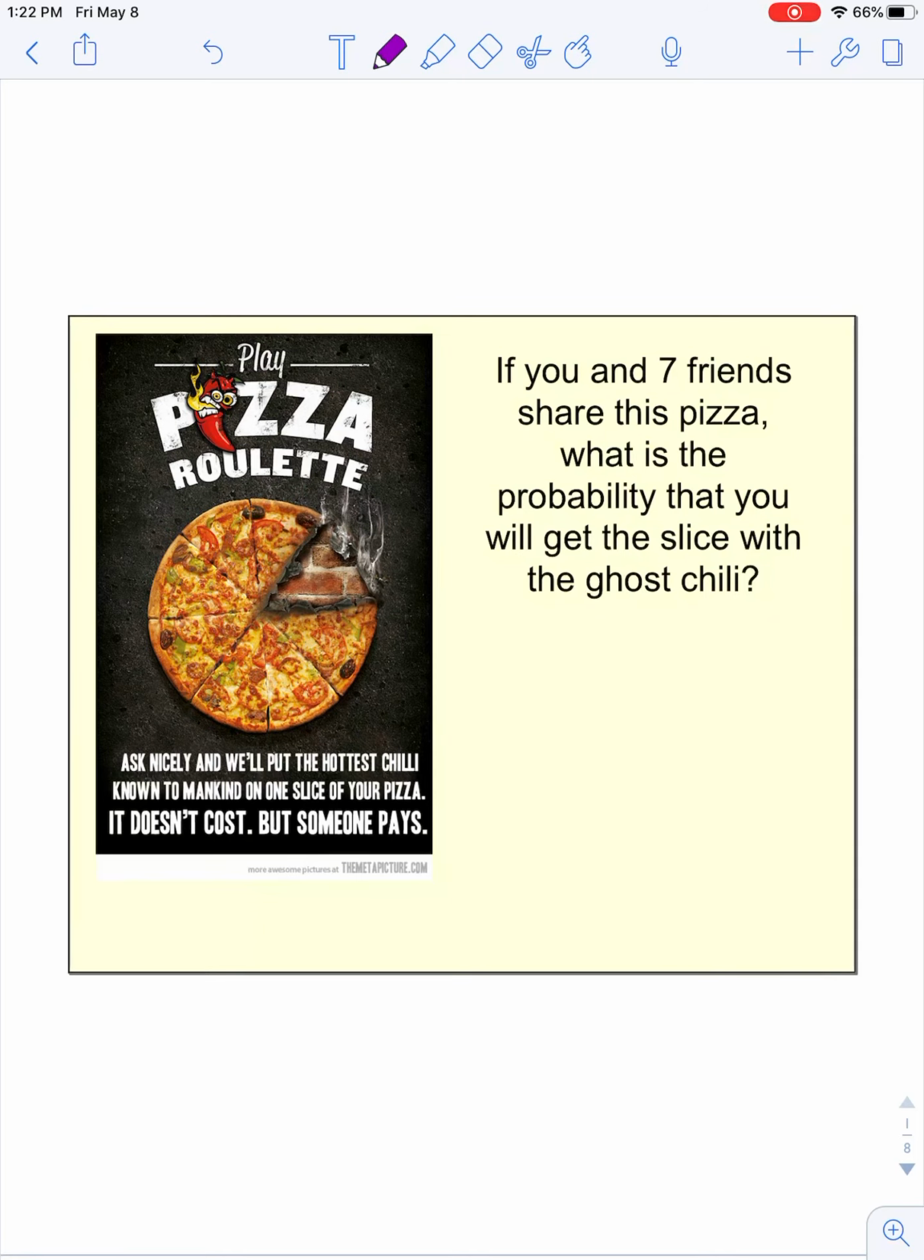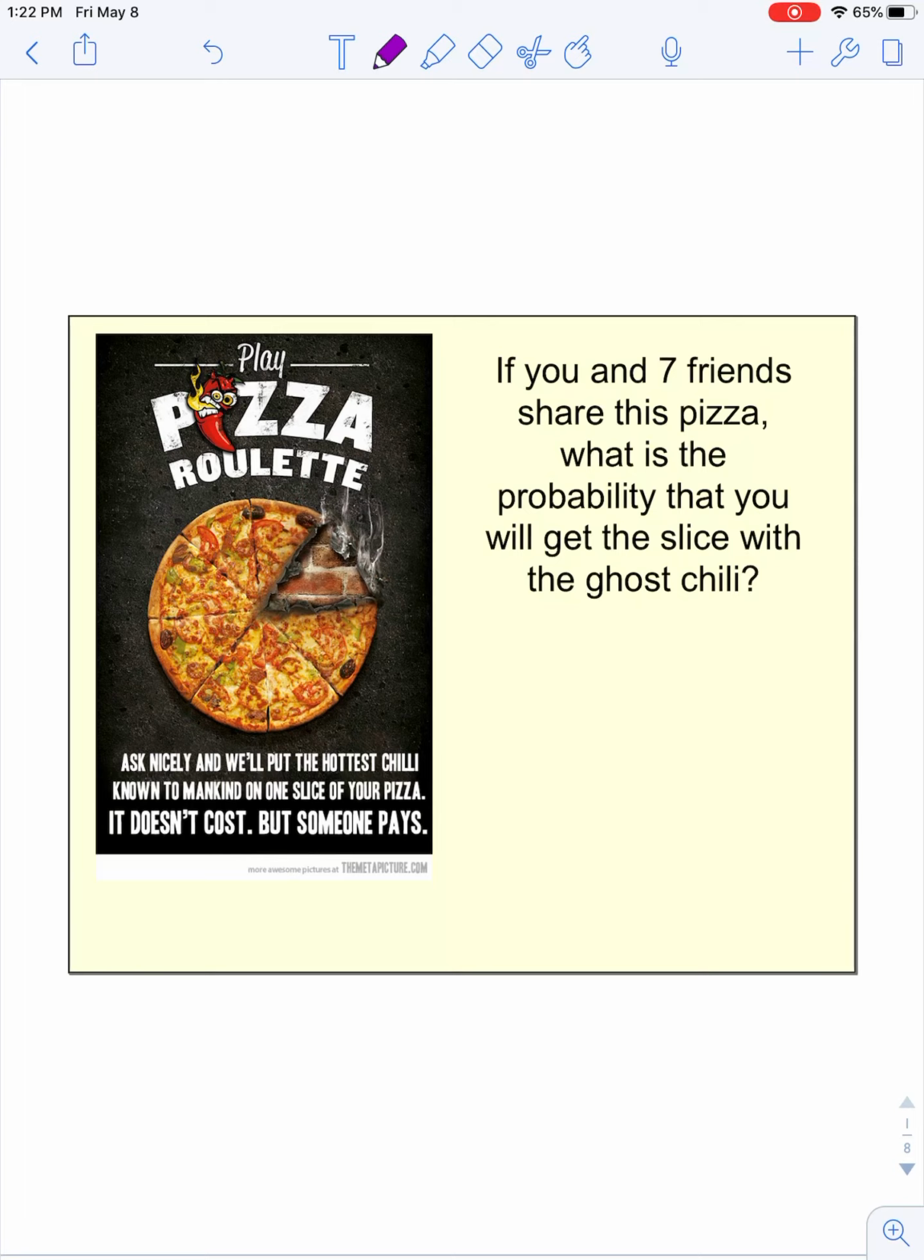If you and your friends share this pizza, what is the probability that you will get the slice with the ghost chili? So it says play pizza roulette. Ask nicely and we'll put the hottest chili known to mankind on one slice of your pizza. It doesn't cost, but someone pays. Well, you guys are probably pretty familiar with probability in general.